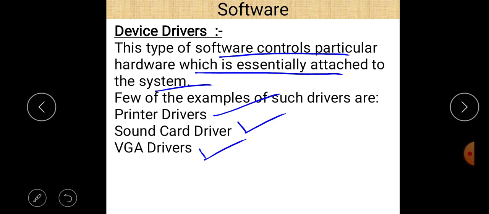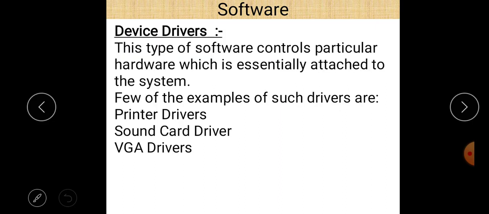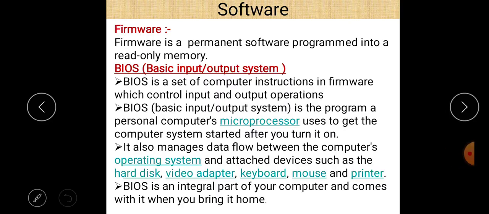So, these are the definitions of device drivers. Next is firmware. These are the different types of system software, and now I think you are capable of understanding all of these terms. Next, there is a very important term known as firmware. Firmware is nothing but permanent software programmed into read only memory. These programs basically reside in read only memory, and that is called the firmware.